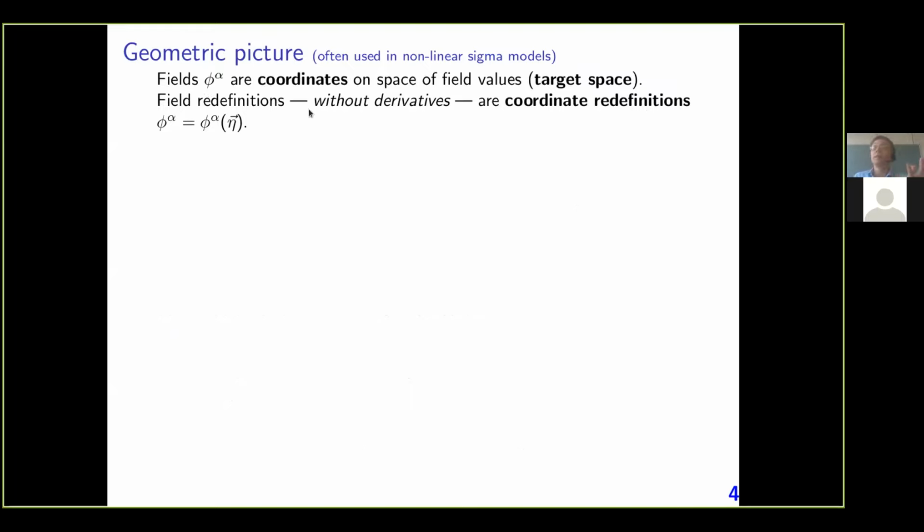And field redefinitions without derivatives are just coordinate redefinitions. We write phi as some arbitrary function of eta, as long as it's invertible, as long as it has this linear piece, that's okay. So ultimately, we know the physics in amplitudes has to be invariant under coordinate redefinitions.